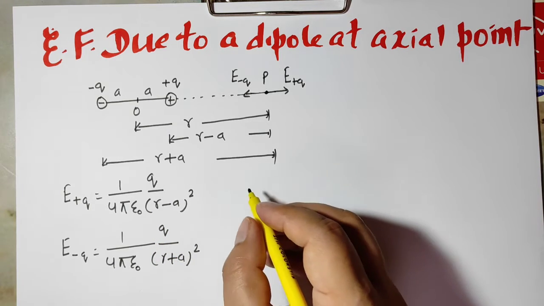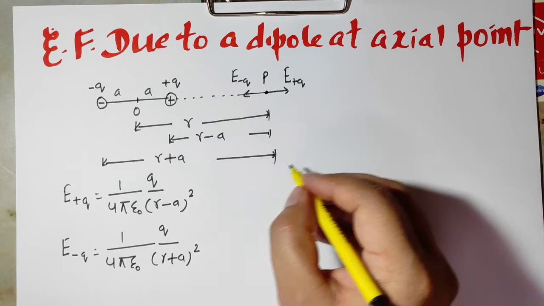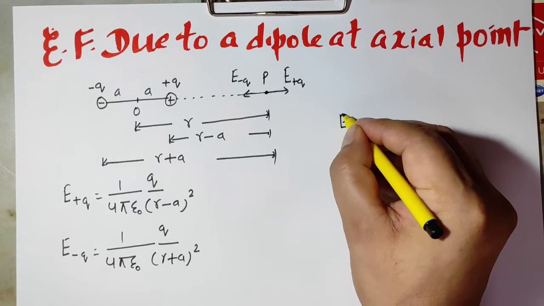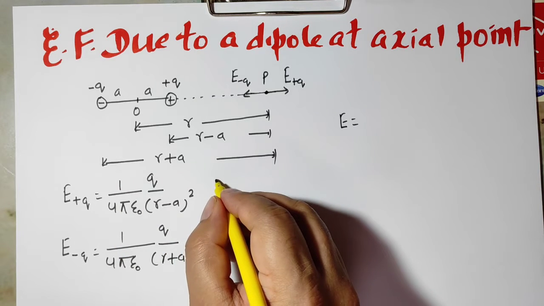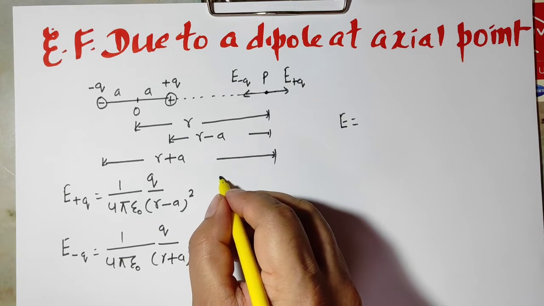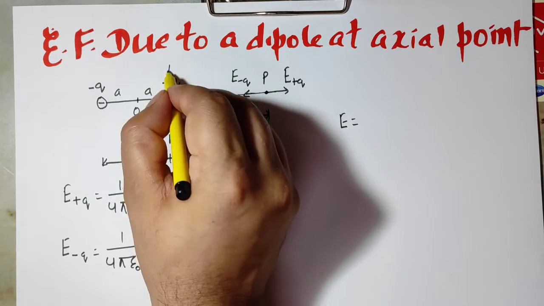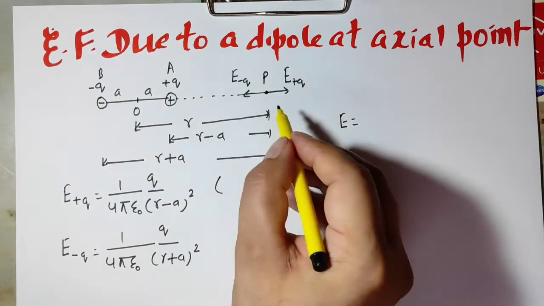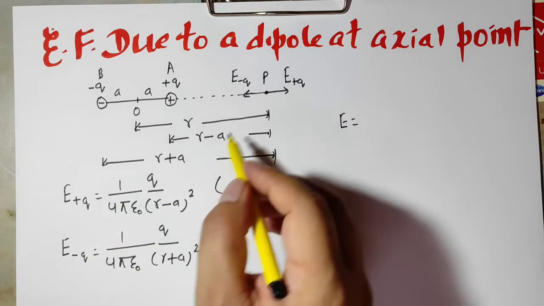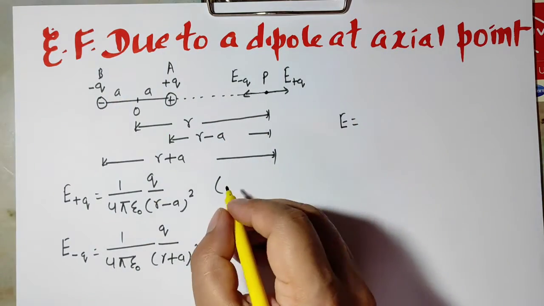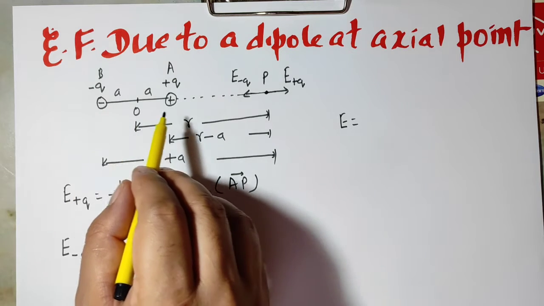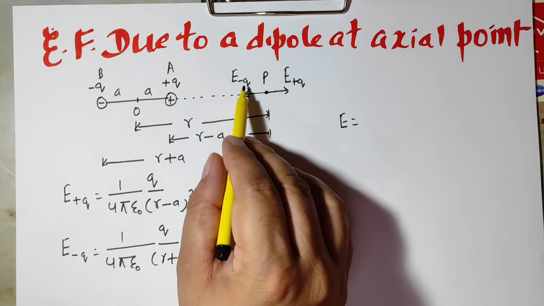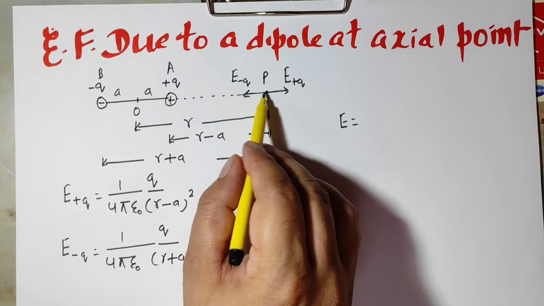So the net electric field will be, of course, the total. You can write the direction here. If this is A and this is B, the direction of this electric field is in this direction, that is AP, and the direction of this electric field is P to B.